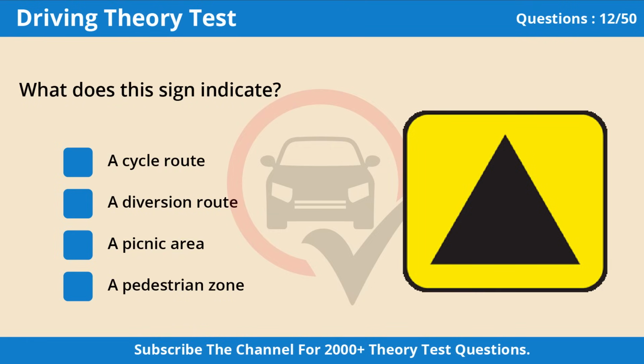Question 12. What does this sign indicate? A. A cycle route. B. A diversion route. C. A picnic area. D. A pedestrian zone.